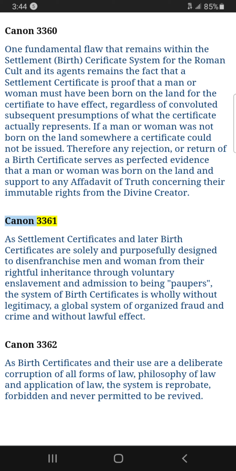Canon 3361. As settlement certificates and later birth certificates are solely and purposefully designed to disenfranchise men and women from their rightful inheritance through voluntary enslavement and admission to being paupers, the system of birth certificates is wholly without legitimacy, a global system of organized fraud and crime and without lawful effect. Canon 3362. As birth certificates and their use are a deliberate corruption of all forms of law, philosophy of law and application of law, the system is reprobate, forbidden and never permitted to be revived.